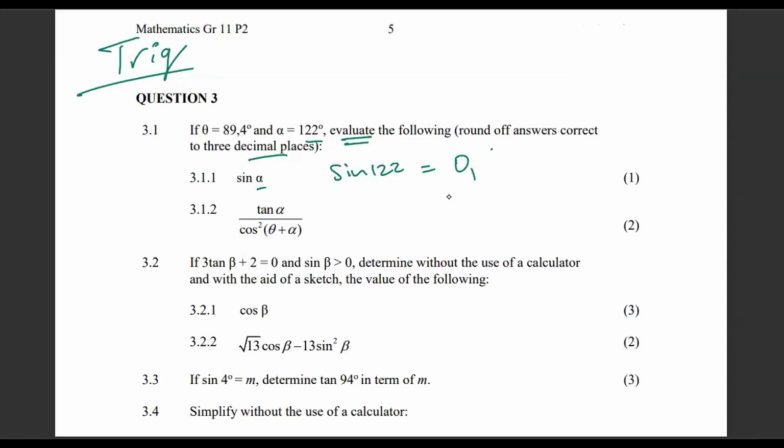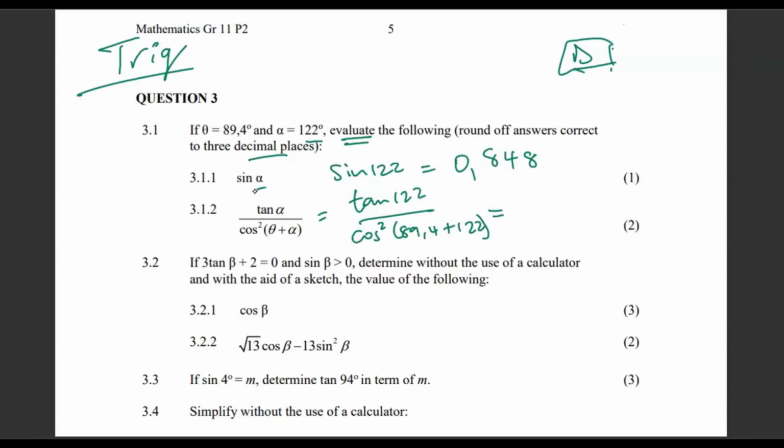So that's going to be 0,848. Remember, your calculator needs to be in degrees. It needs to be set in degrees. Okay. Then 2, we have the tan of alpha. So it's going to be the tan of 122 over the cos squared of 89,4 plus 122. So punch this in the calculator. Don't break it down. Where there is cos squared, you can just say cos of this whole thing times cos of that whole thing, or put it in brackets and then you square it at once.